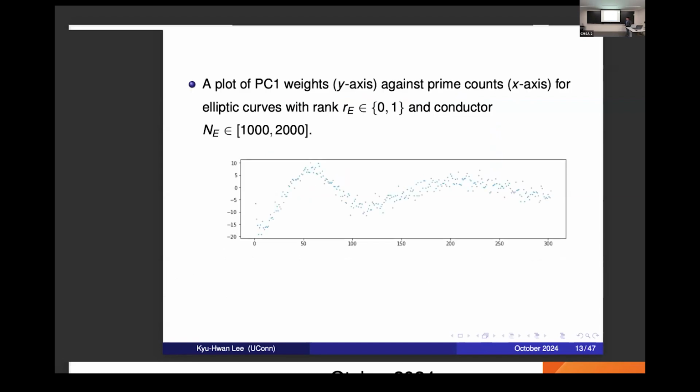And then this was the picture of the weights, basically the coordinates of the principal direction. Each x-axis is the prime count, from the first prime, 2, to 3, etc., and then the 300th prime. Then these are the coordinates of the first principal direction, or loadings, as it can be called. So anyway, what do you think about it? It tells us, in some sense, the importance of primes.